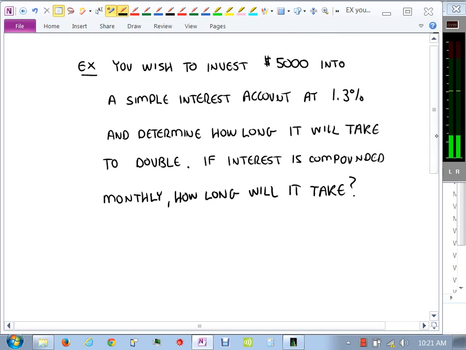What do you think? It's going to be a while? You want to double your money. Turn $5,000 into $10,000, right? You've got a 1.3% interest rate. How long is it going to take to do that? And again, you're going to leave the money in there. You're not going to touch it. You're just going to let it sit there.